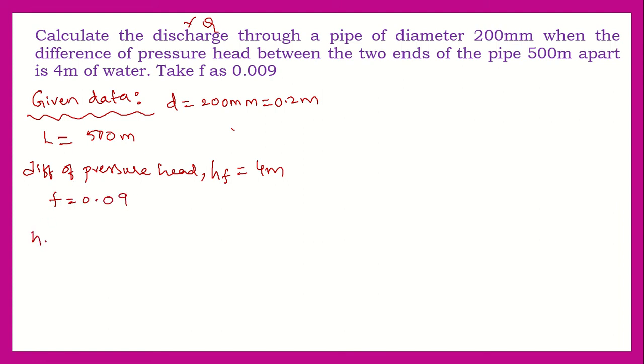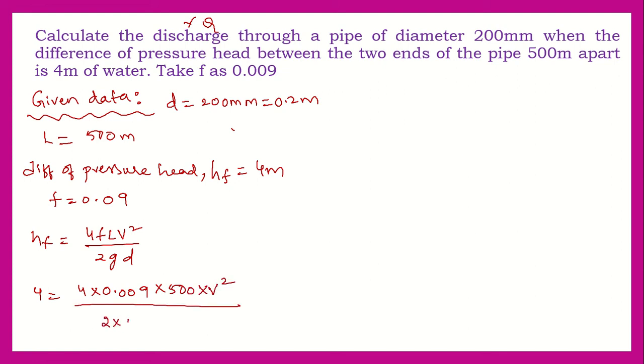So finally, let's apply the formula 4FLV² by 2gD. From here, hf is 4 into friction factor 0.009 into L, 500, we don't know velocity, let it be like that, by 2 into 9.81 into D, the diameter, 0.2. So from here let's try to get V square. So V square will be equal to what? Send all the terms to the other side.